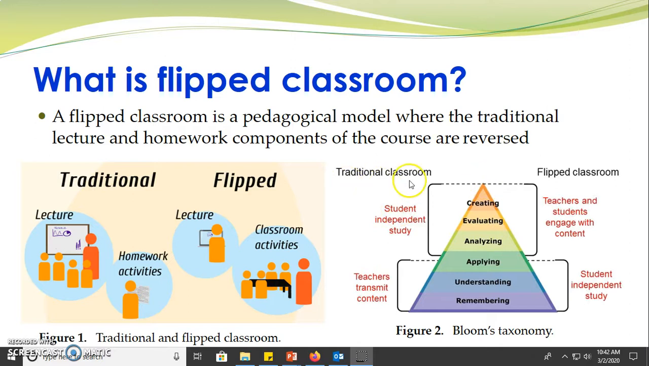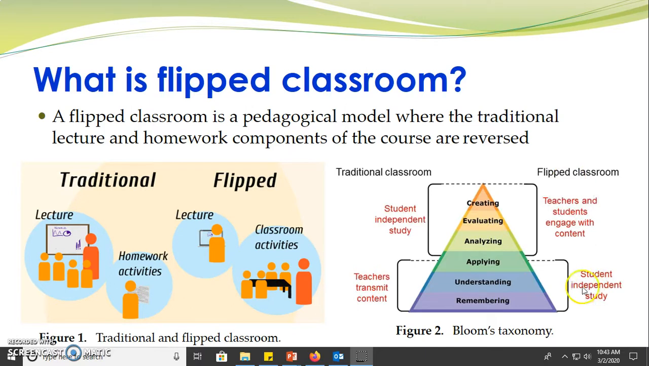In a traditional classroom setup, the teacher covers the lower level learning activities, whereas when you look at student independent studies, you are dealing with higher order learning. This is also a problem, and in a flipped classroom everything is flipped.